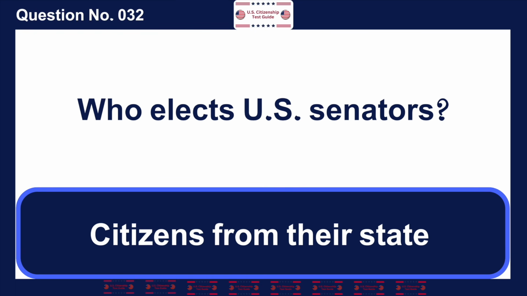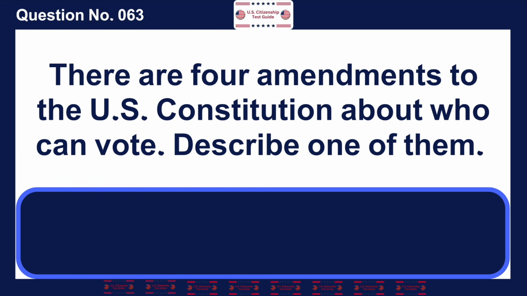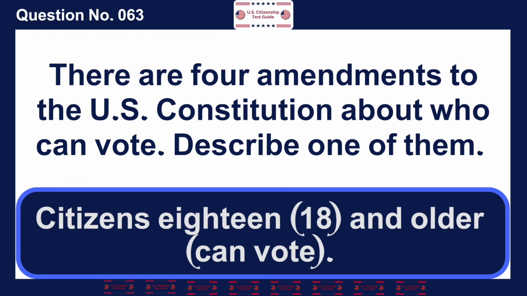Citizens from their state. There are 4 amendments to the U.S. Constitution about who can vote. Describe one of them. Citizens 18 and older can vote.